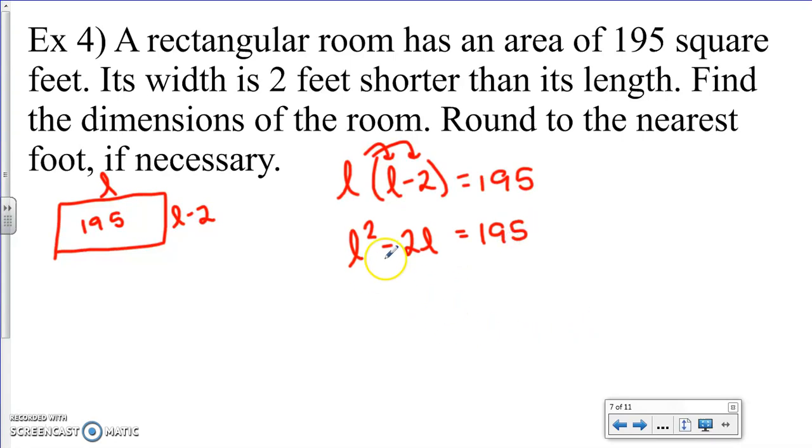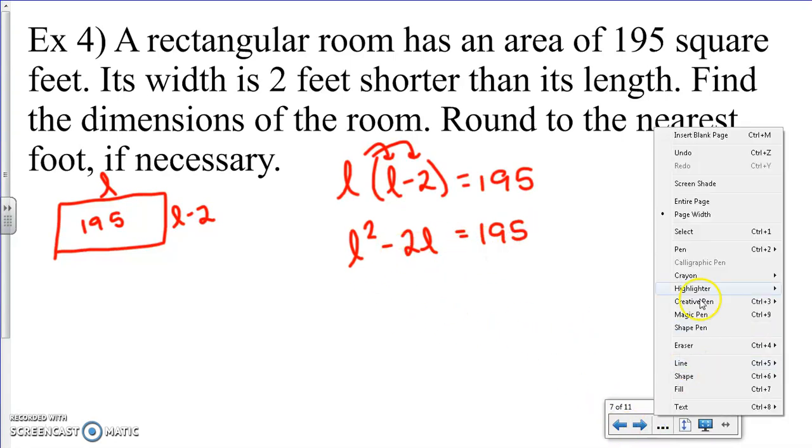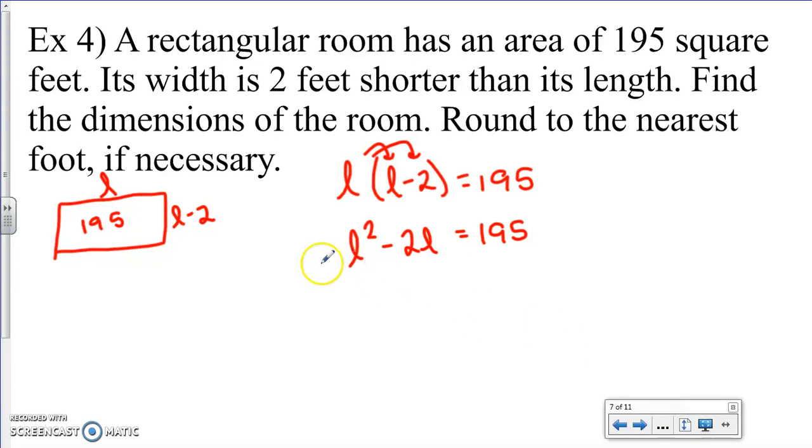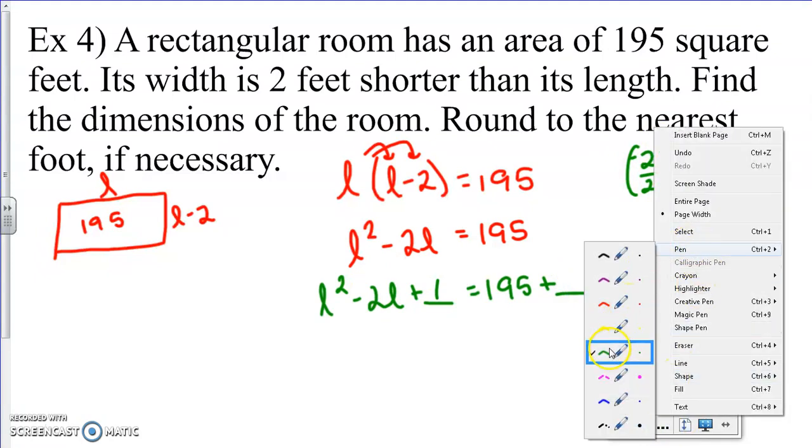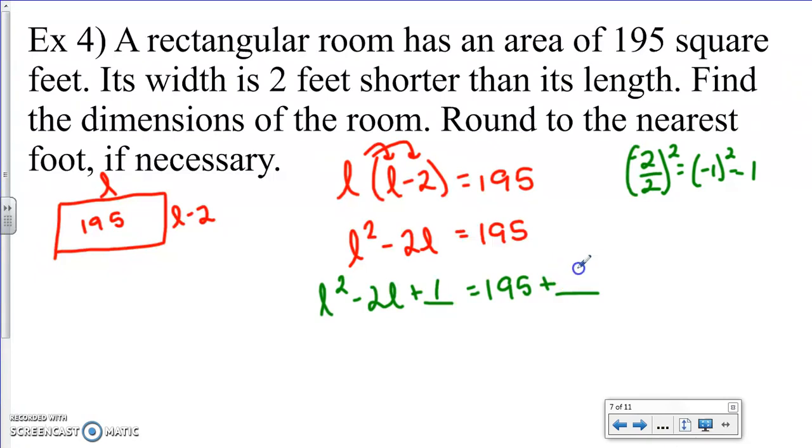Now, an easy way to do this one, since it's already set up the way we need it to, is to actually complete the square. So I can do this. L squared minus 2L plus something equals 195 plus that same thing. Once we have done that, we're going to take half of negative 2, which gives us negative 1, and then square it, which gives us 1. So we're going to add 1 to both sides. So we can go ahead and factor using nothing.